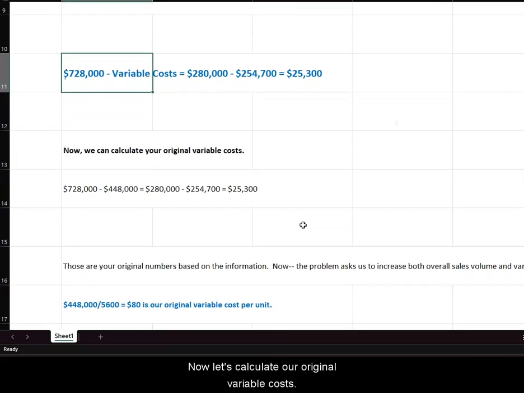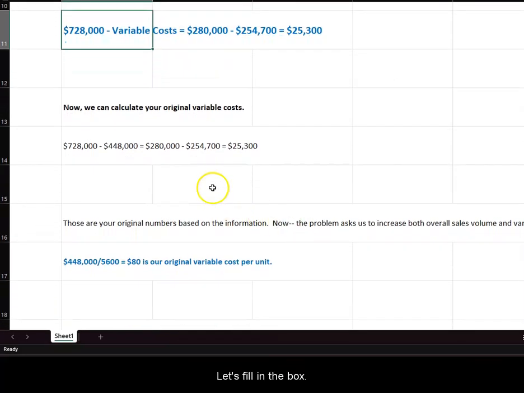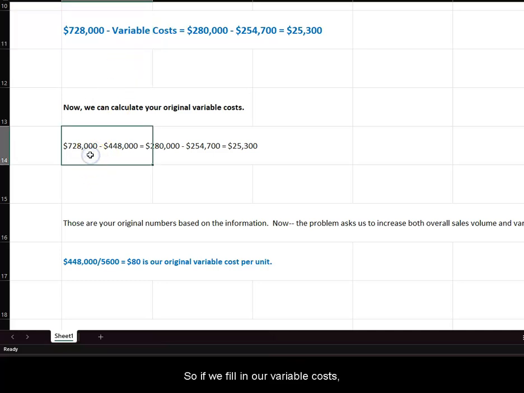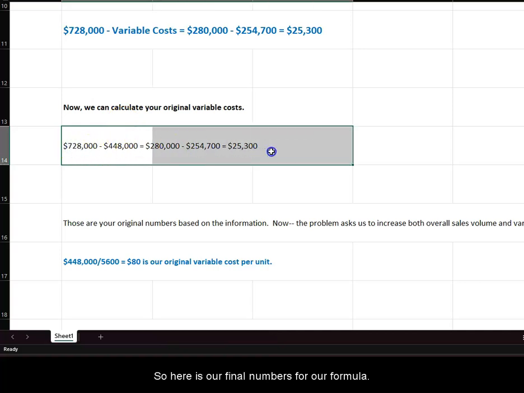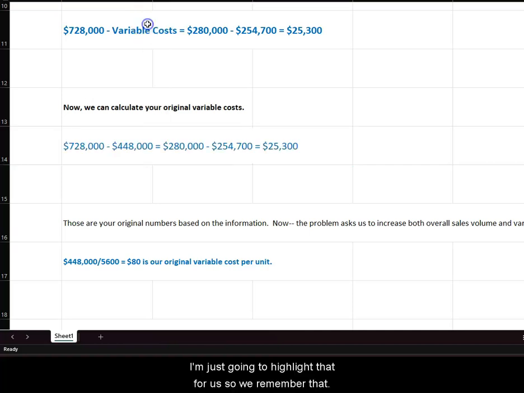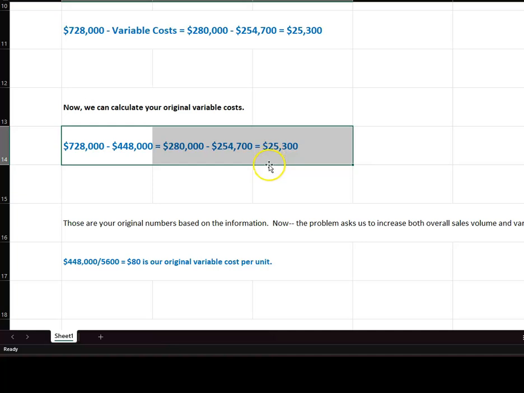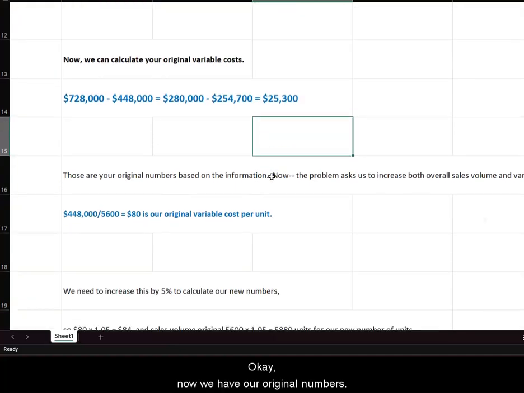Now let's calculate our original variable costs. Let's fill in the box. So let's fill in variable costs. So if we fill in our variable costs, we're going to say, okay, our 728,000 minus what number equals 280,000? 728 minus 280 equals 448,000. So here are our final numbers for our formula. I'm just going to highlight that for us so we remember that, okay? Now we have our original numbers.